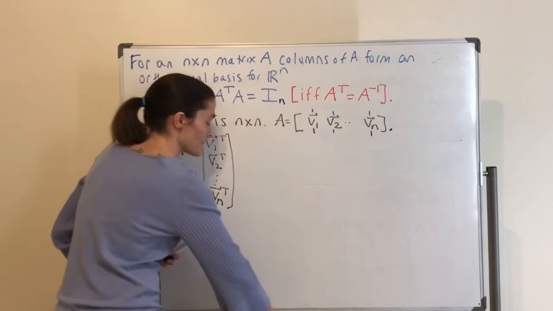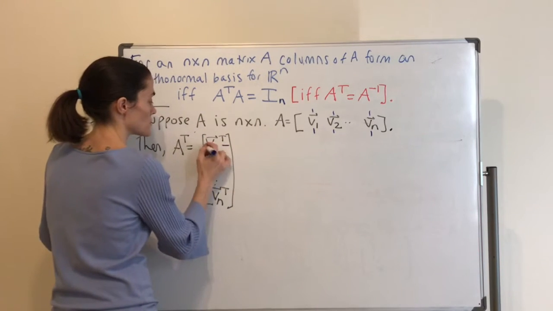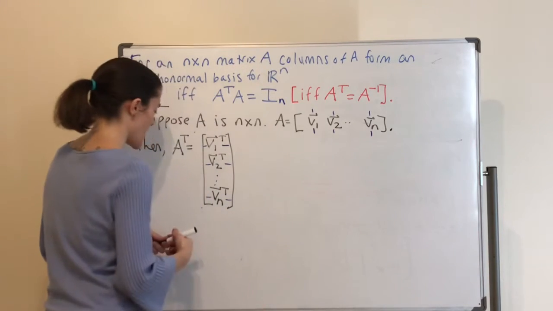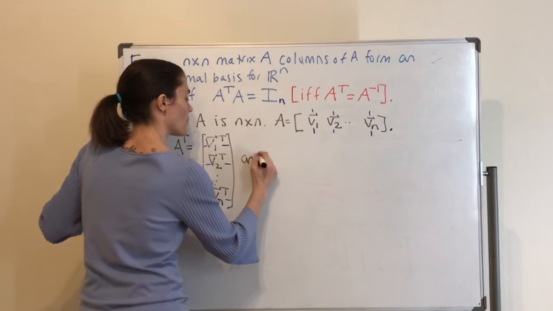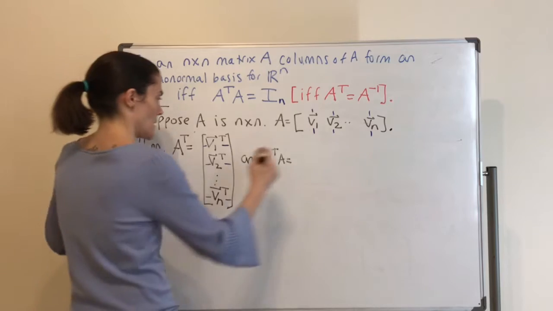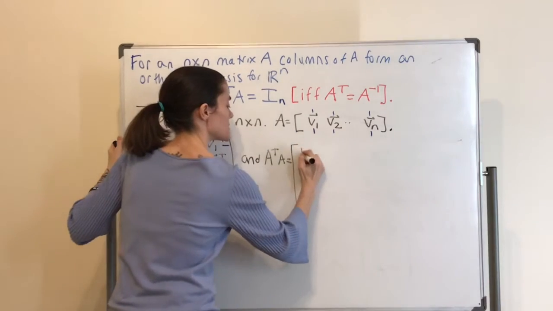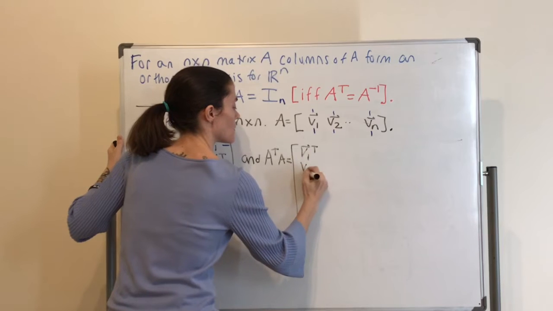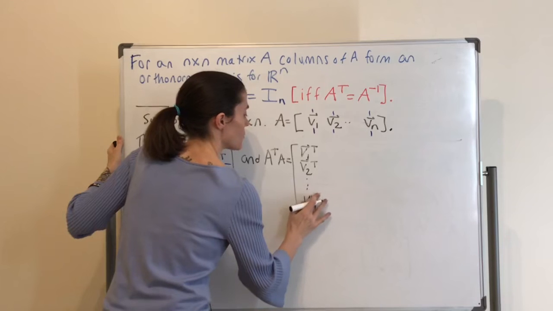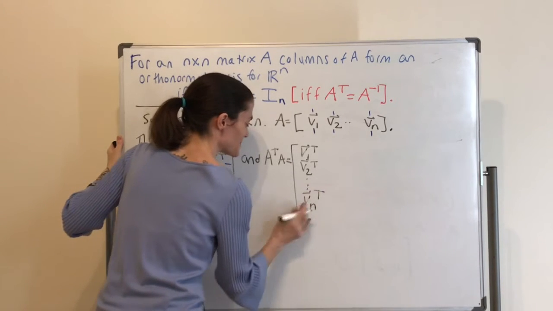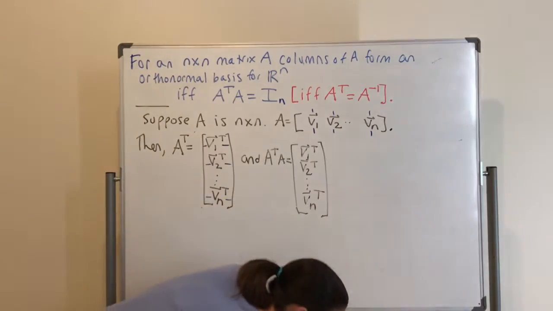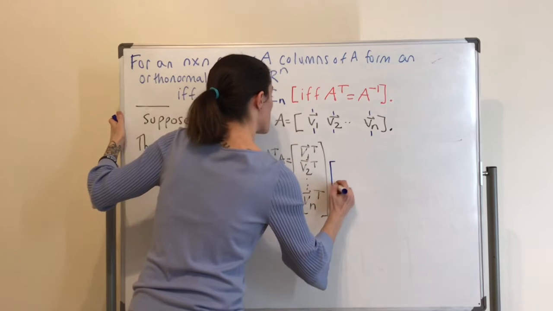These are rows. Okay, so now let's compute A transpose A. A transpose A is, well, I just recopy this, down to Vn transpose. I started to put the wrong thing. And then, maybe I'll use this color here.